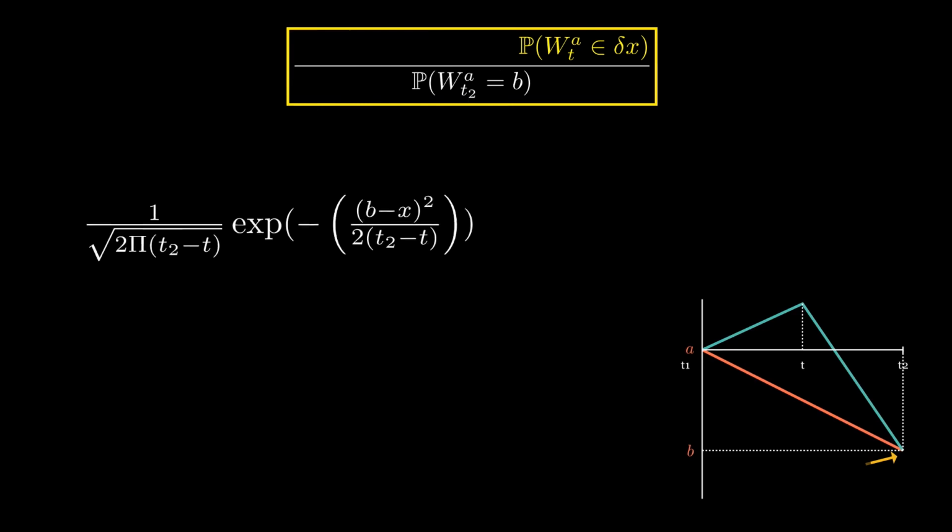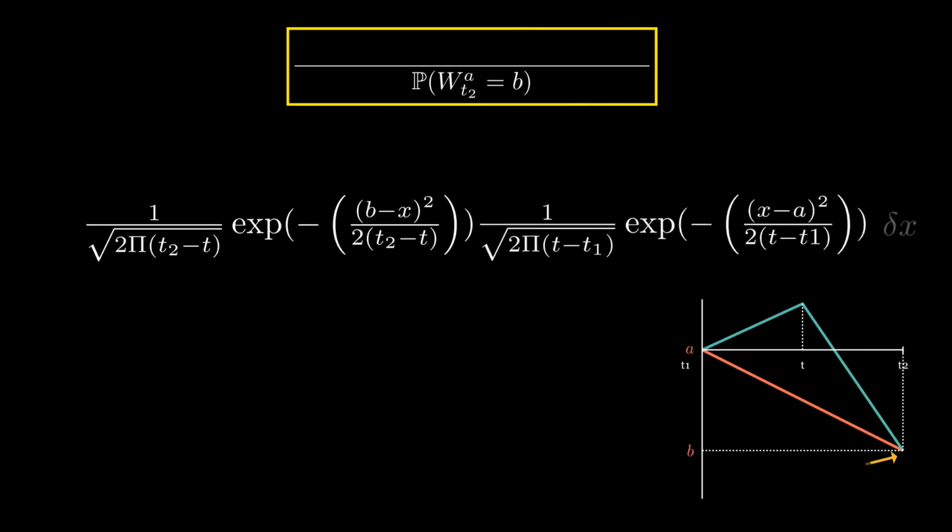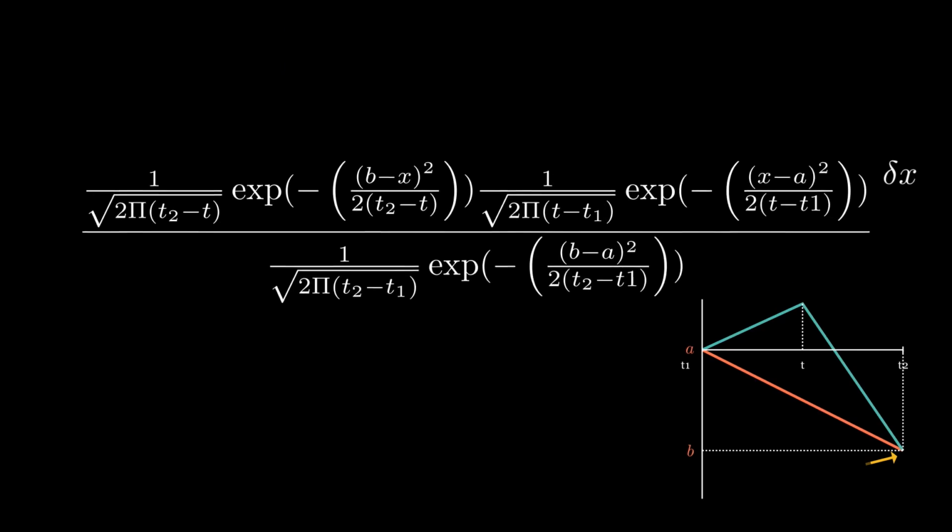The next term is just the probability of being at x at time t, starting at point A at t1. This is also normal, centered at x minus a, with variance t minus t1. Finally, the last term, the denominator, is the probability of being at b at time t2, with the Brownian motion starting at point A at t1. This is normal, centered at b minus a, with variance t2 minus t1.